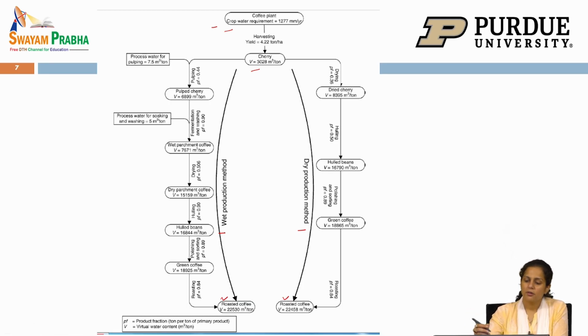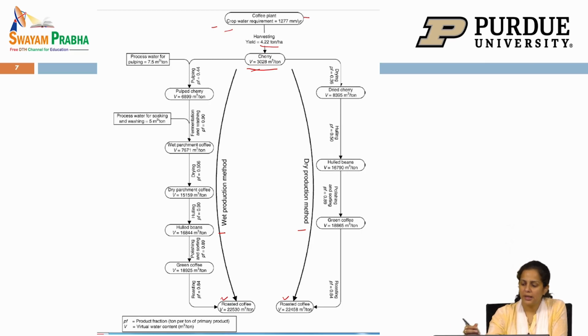So, here your coffee plant requires some amount of water and then when it harvests, it gives some amount of product. So, the first step, if you look at this virtual water that is written for the cherry is 3028 meter cube per ton. How was that calculated?